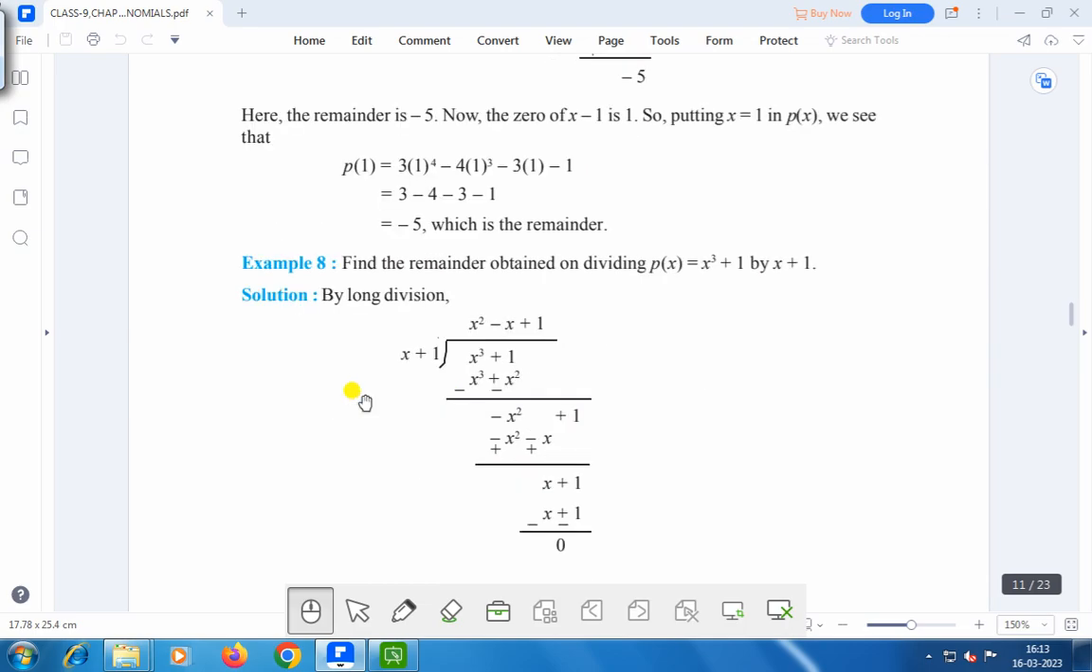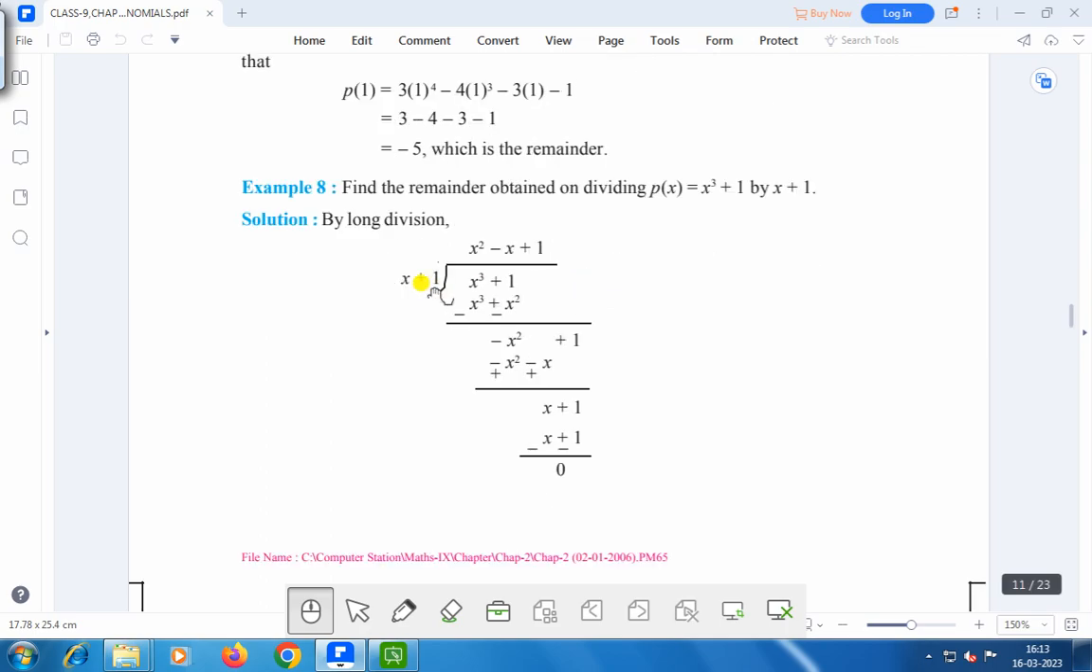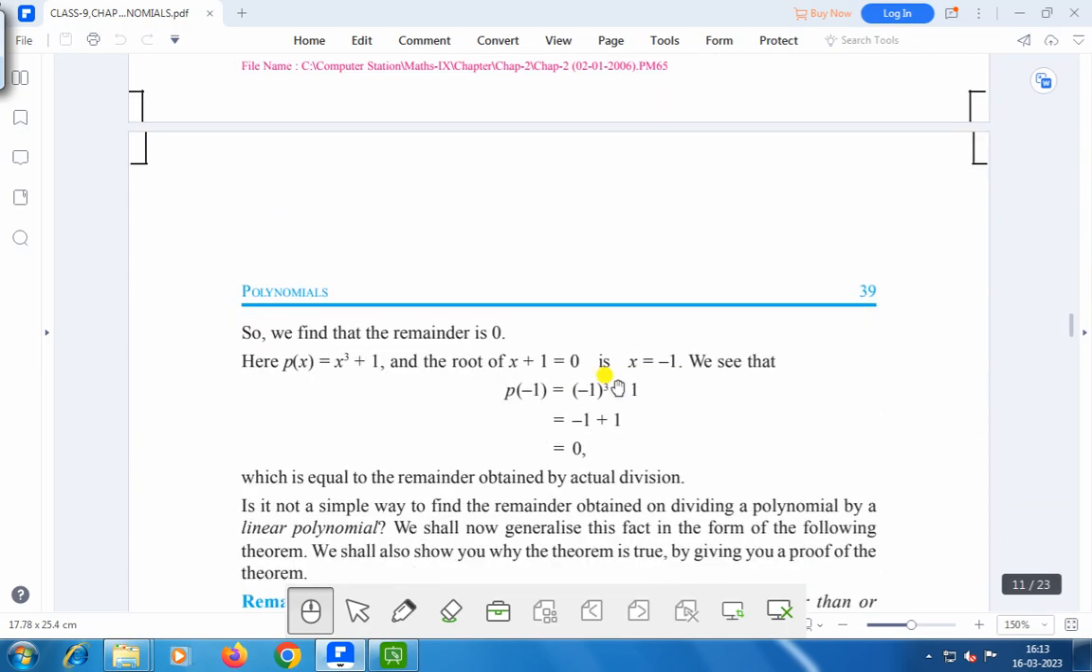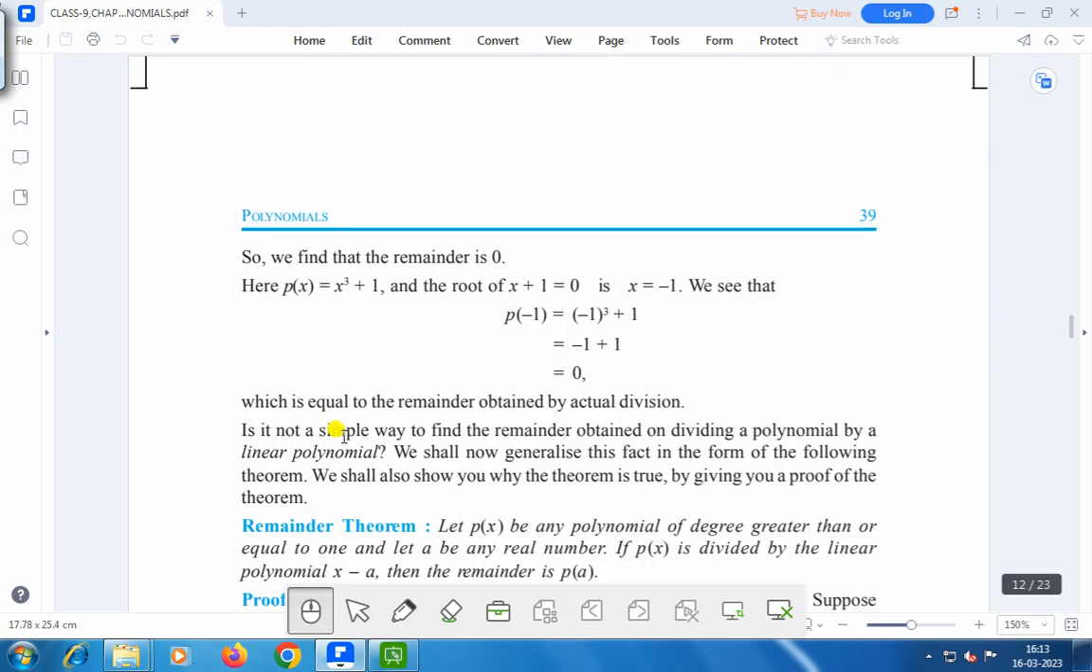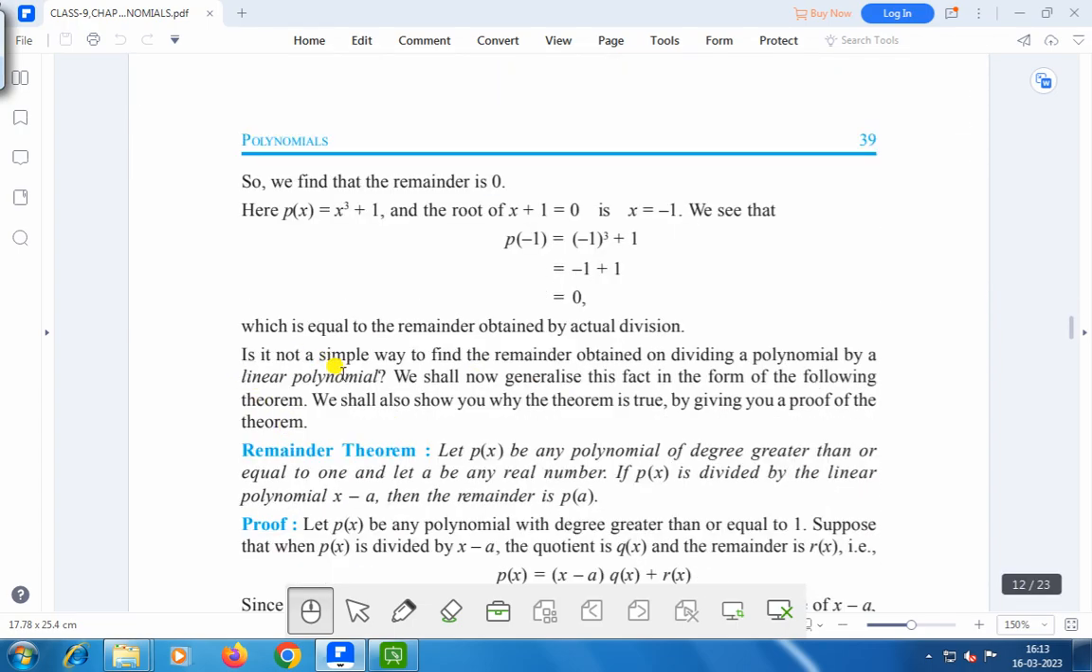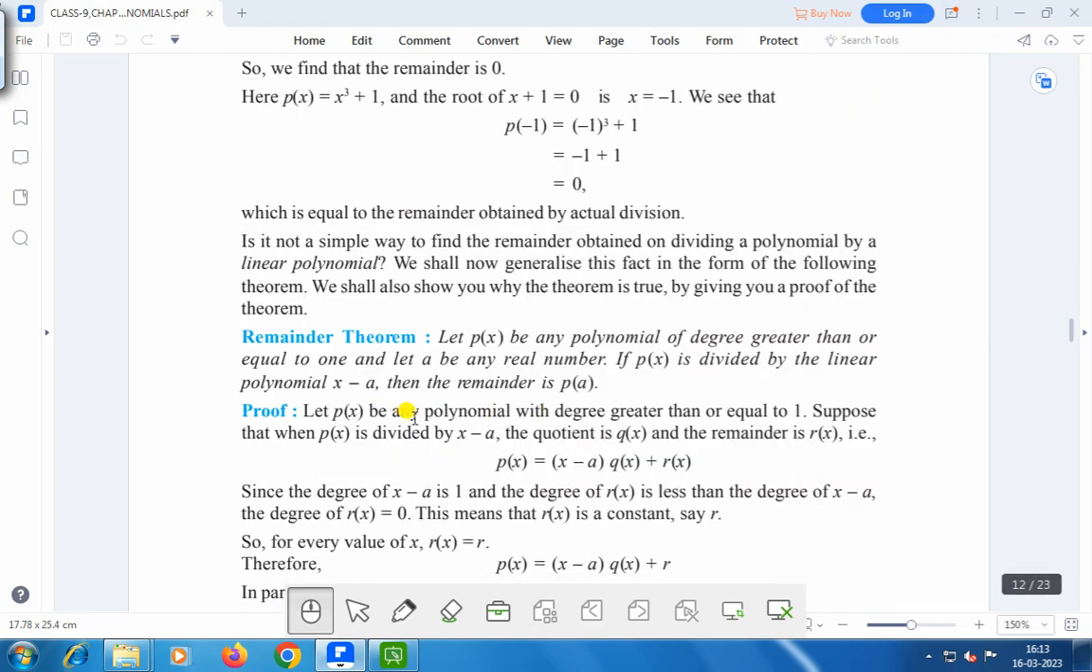Now find the remainder obtained on dividing p(x) = x³ + 1 by x + 1. By dividing it, the remainder is 0. Here p(x) = x³ + 1, and the root of x + 1 = 0 is x = -1. We see that p(-1) = (-1)³ + 1 = 0, which is equal to the remainder obtained by actual division. This is a simple way to find the remainder obtained on dividing a polynomial by a linear polynomial. We shall now generalize this fact in the form of a theorem. We shall also show you why the theorem is true by giving a proof of the theorem.